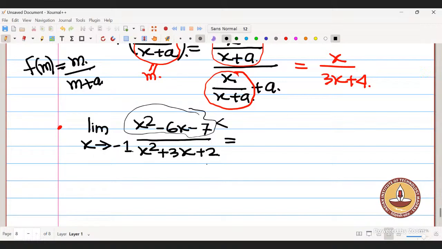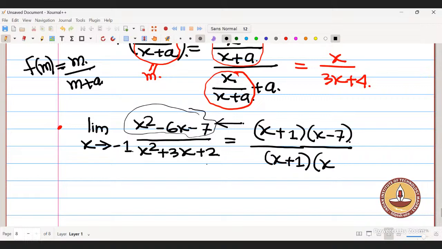This I can write as x plus 1 into x minus 7. Yes, correct. And what about the below one? X plus 1 into x plus 2, right? Now can you do it? Okay, so it's x minus 7 and x plus 2. If I substitute minus 1, it becomes minus 8, and minus 1 in the bottom will become 1. So it becomes minus 8. Yes, it comes now.